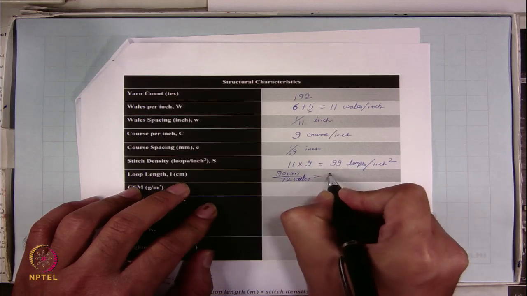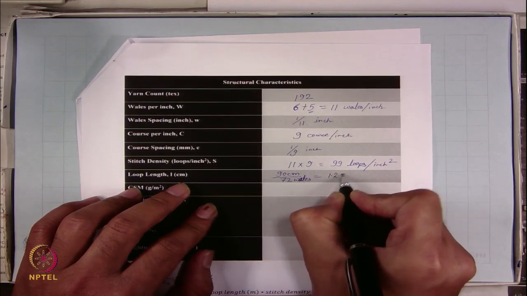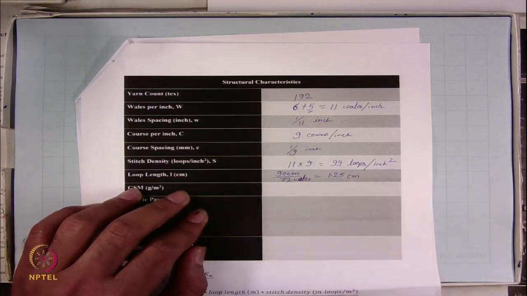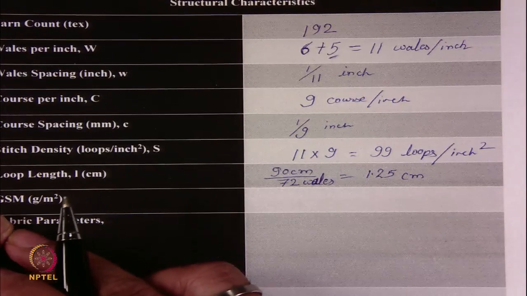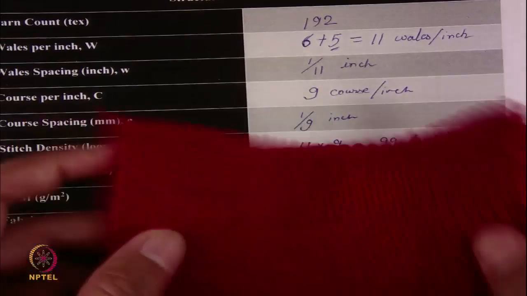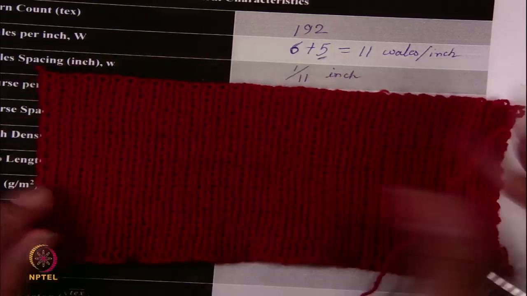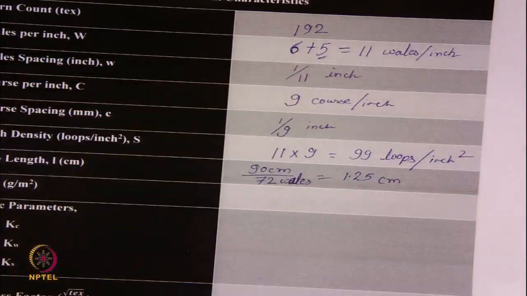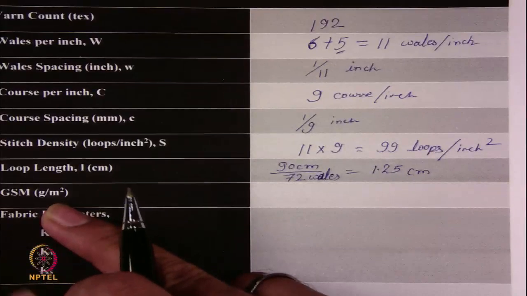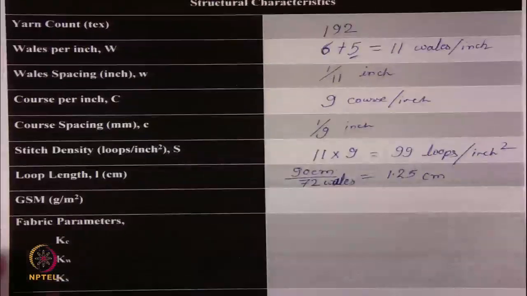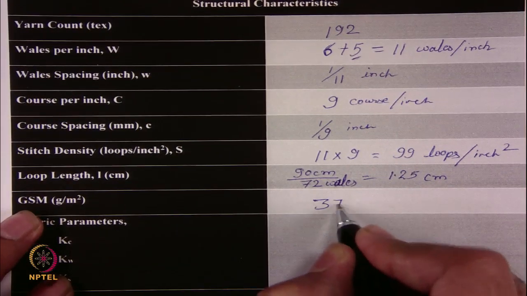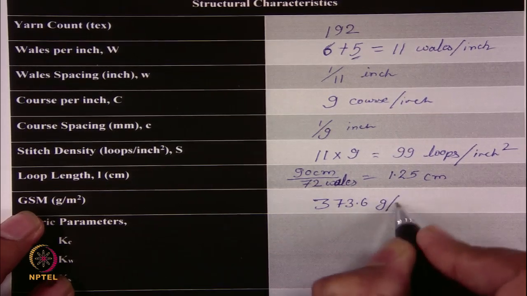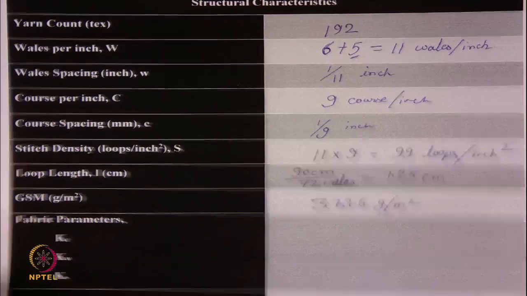So, it means 1.25 centimeter. Okay. Now, GSM. So, the fabric is with you, this is the length, this is the width, you know the area, you measure its weight and you can find out the GSM. So, GSM is nothing but the weight per meter square. If you know the weight and you know the area, you can find out the GSM. So, the GSM of the fabric was 373.6 gram per meter square. Okay.